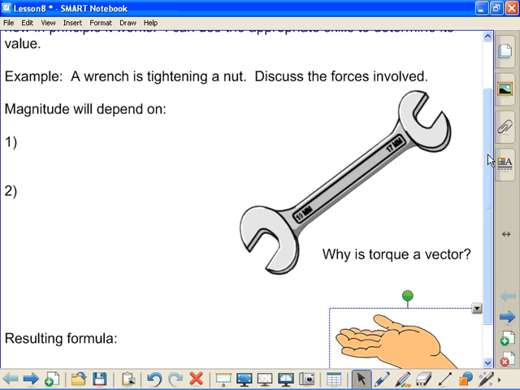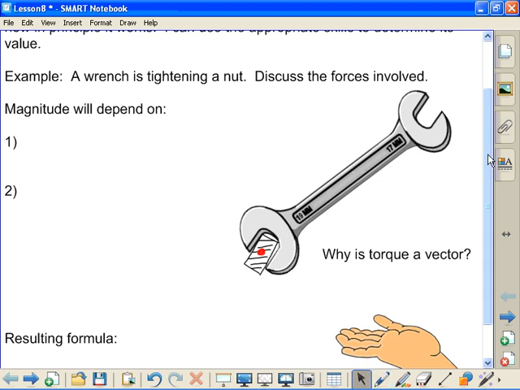Same as the work example. A wrench is tightening a nut, so I better put the nut in. So here is my nut. I'm just going to keep it simple. Just a square nut, a rectangular nut. Discuss the forces that are involved. So since you're not here, I'll discuss them myself. The nut is pivoting about this point.